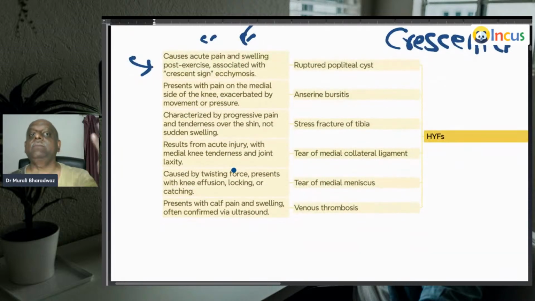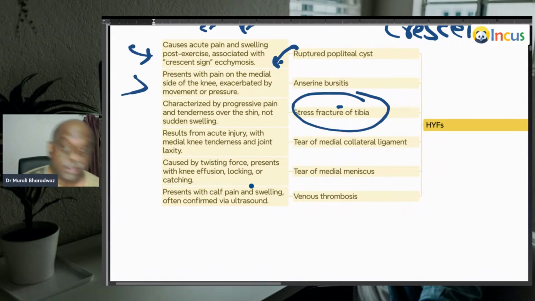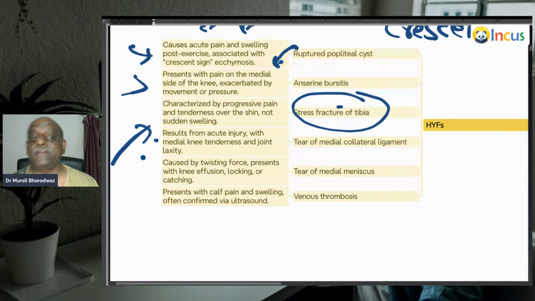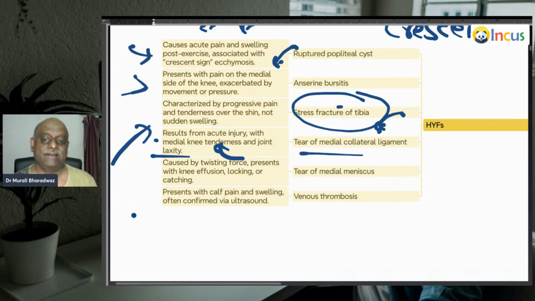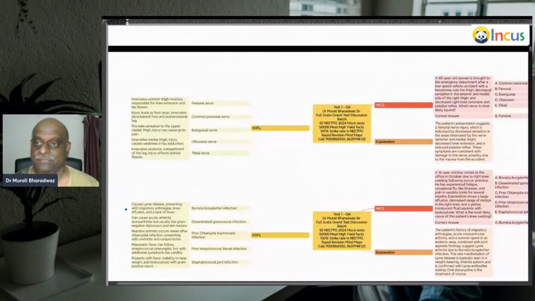Why not anserine bursitis? There the pain is on the medial side of the knee, exacerbated by movement or pressure. Why not stress fracture of the tibia? Typically, there is tenderness on the shin, not sudden swelling. Why not tear of the medial collateral ligament? Typically, there is medial knee tenderness and joint laxity. Why not medial meniscus tear? Typically, it is a twisting force, presenting with knee effusion, locking, catching, etc., is what you need to remember.